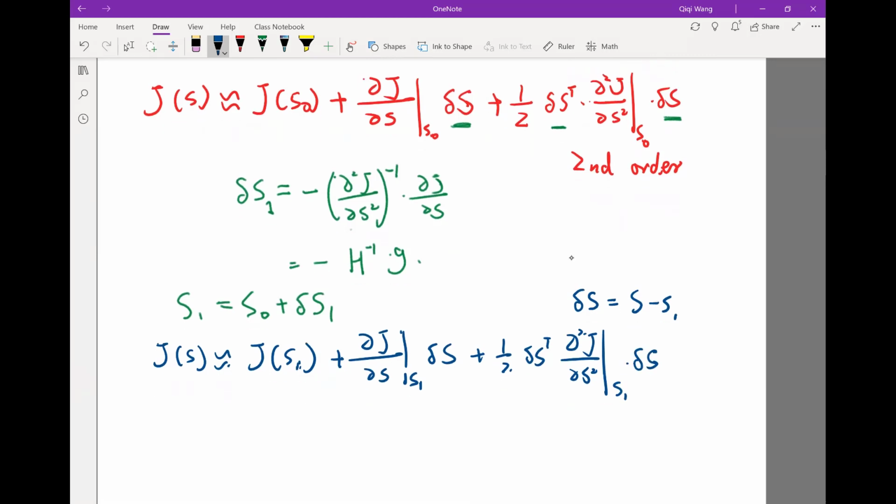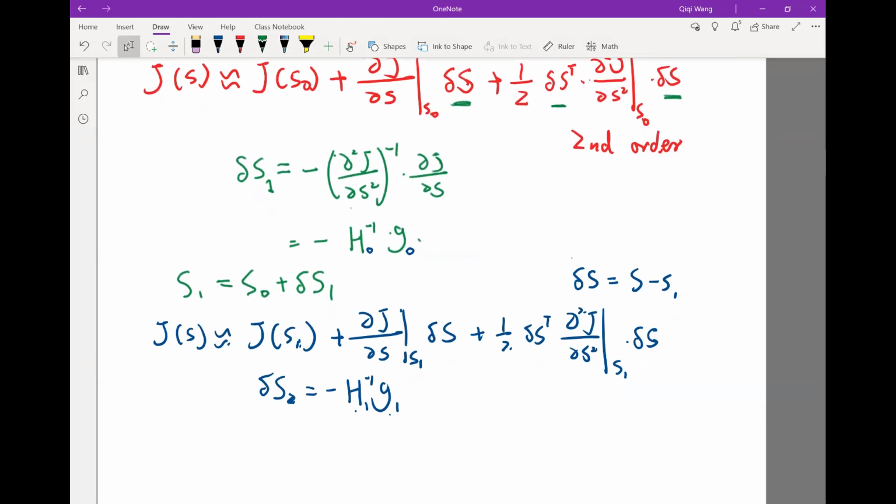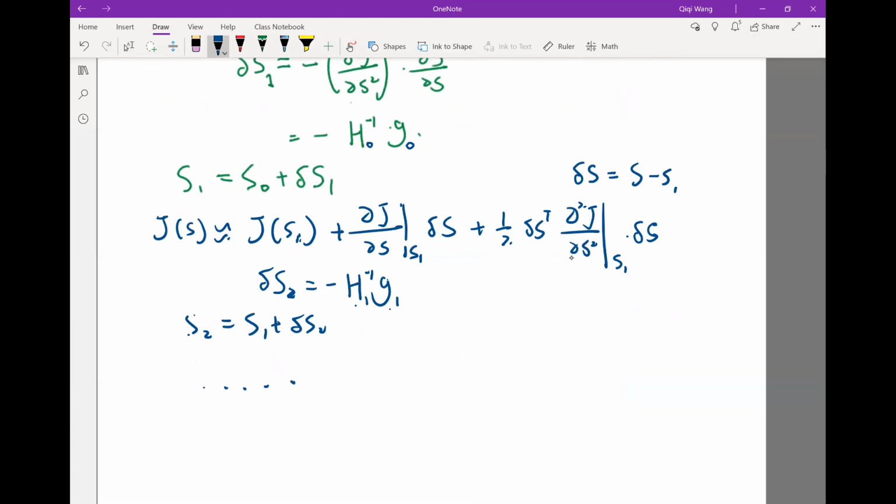Now, optimization of this new approximation gives us delta S2, which is equal to, again, minus H inverse times G, except that H and G are updated. So now if I denote this as H0 and G0, which corresponds to the Hessian and gradient at S0, this is my H1 and G1. All right. So now this gives my S2. My S2 is going to be S1 plus delta S2, and etc., etc. So this is an iterative method. I'm going to be approaching a better and better solution to the optimization problem as I iterate.